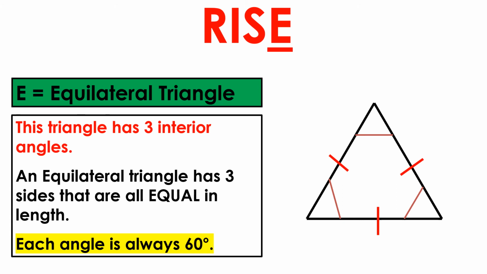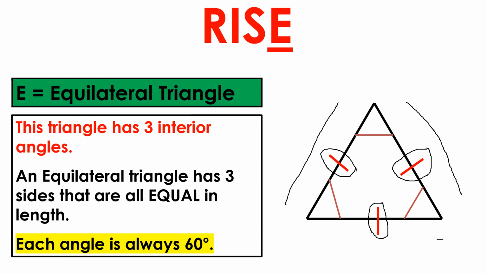The final letter in RISE is E. E stands for equilateral triangle. When you say the word equilateral, you can hear equal in there. And that's what is important about this triangle. We have 3 equal sides, and that's what these lines here show when you see these types of triangles, showing that each side is exactly the same. So if this measured 9 centimeters, this would measure 9 centimeters, and this would measure 9 centimeters.